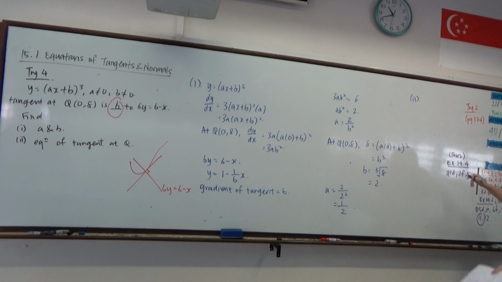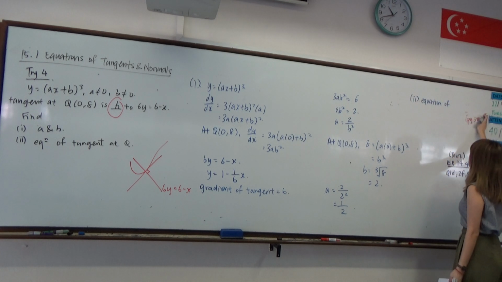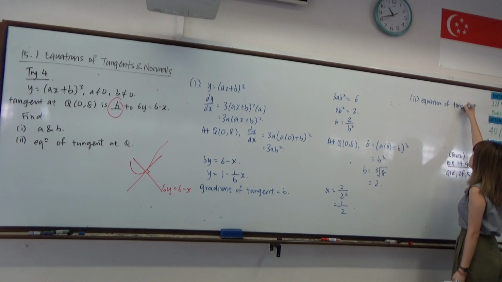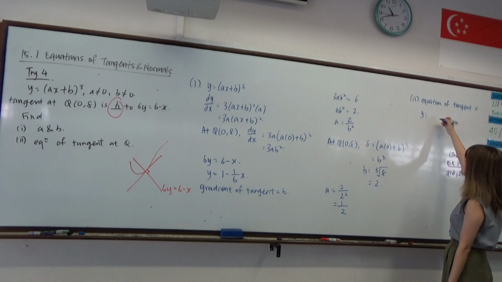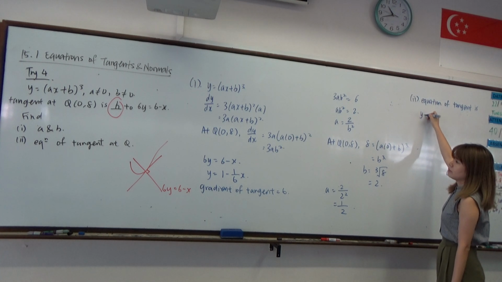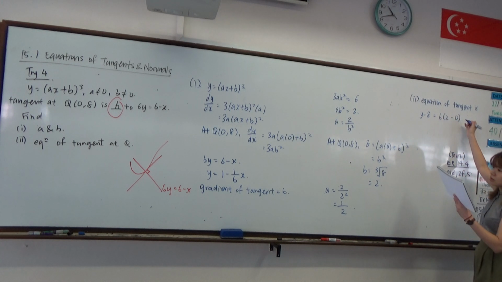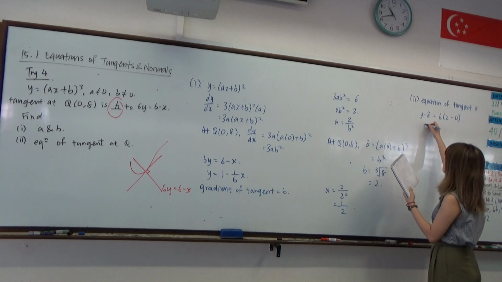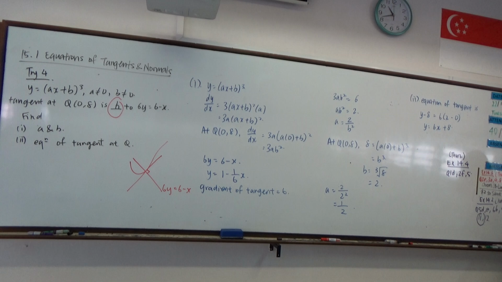Then to find the equation of the tangent, y minus t equals 6, that is minus. So y is equals to 6x plus 8 for the equation of the tangent. Any questions? Yeah.